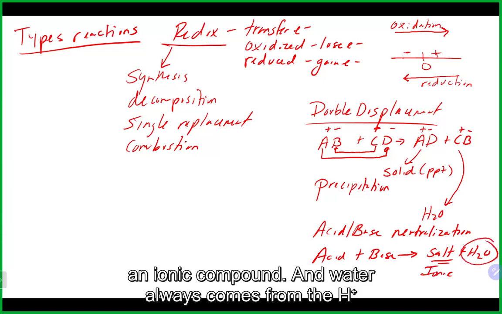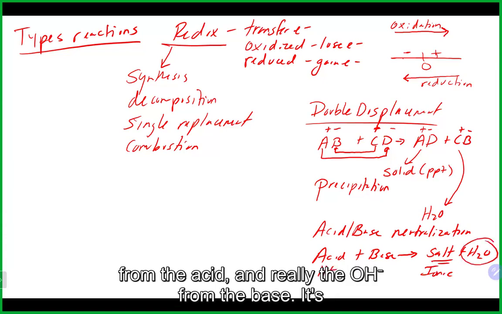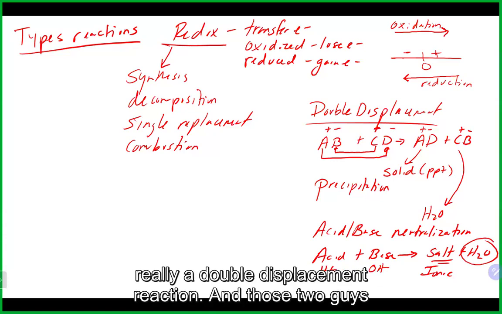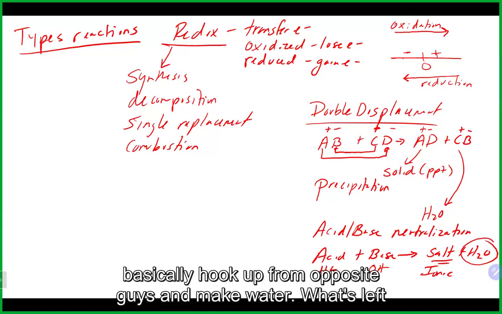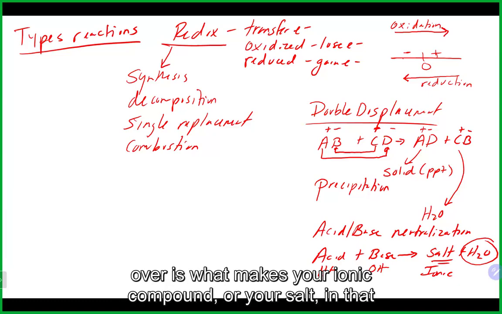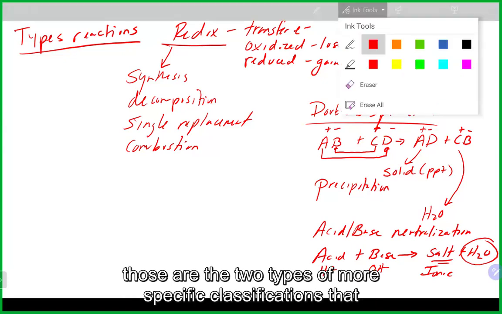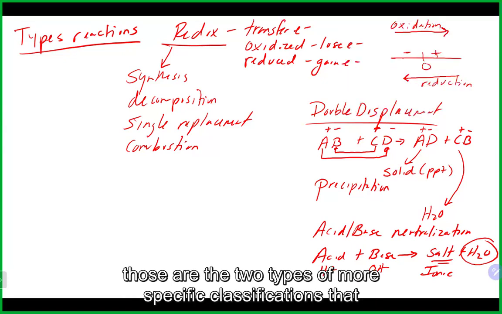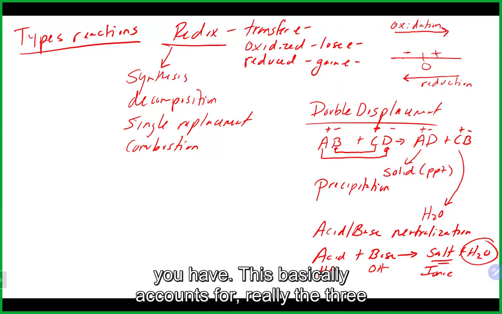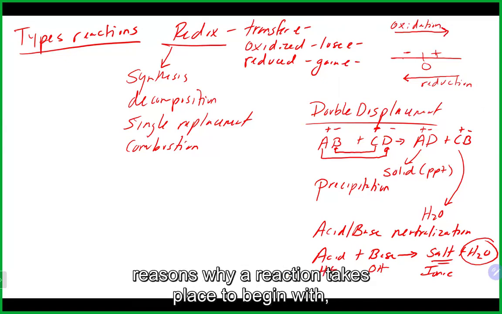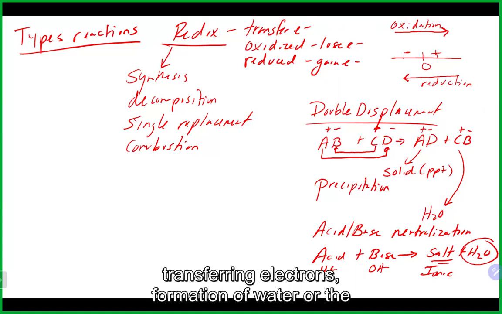And water always comes from the H plus from the acid and the OH minus from the base. It's really a double displacement reaction. And those two guys basically hook up from opposite guys and make water. What's left over is what makes your ionic compound or your salt in that case. And really, under that big umbrella of double displacement, those are the two types of more specific classifications that you have. This basically accounts for the three reasons why a reaction takes place to begin with: transferring electrons, formation of water, or the formation of a solid.